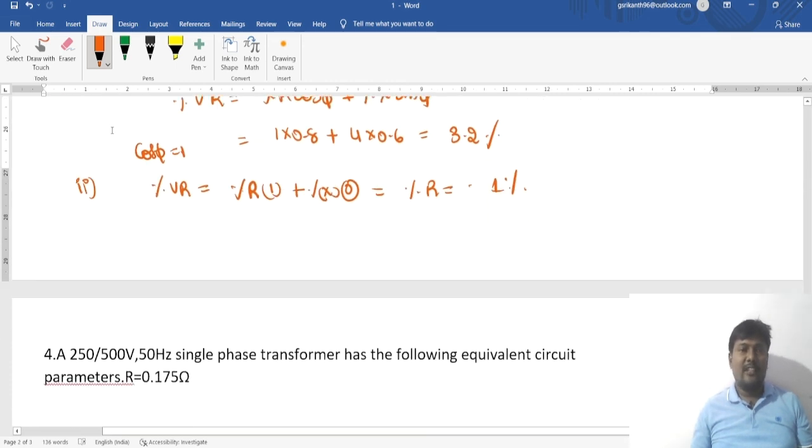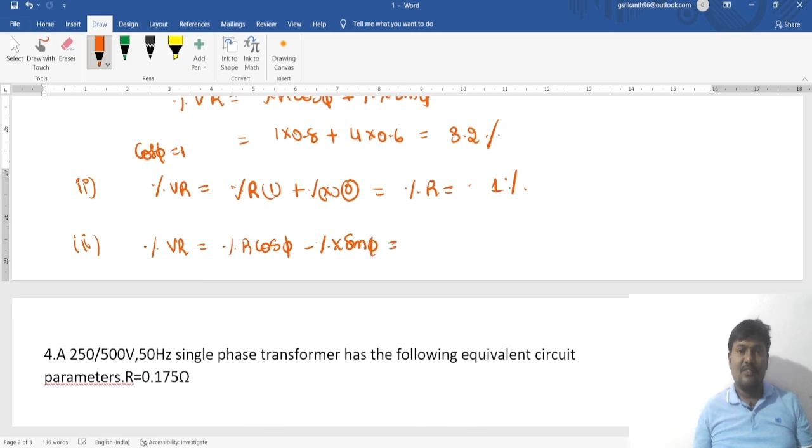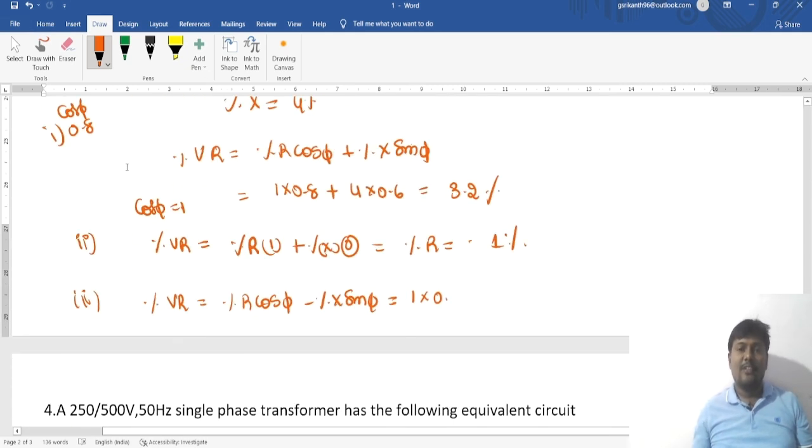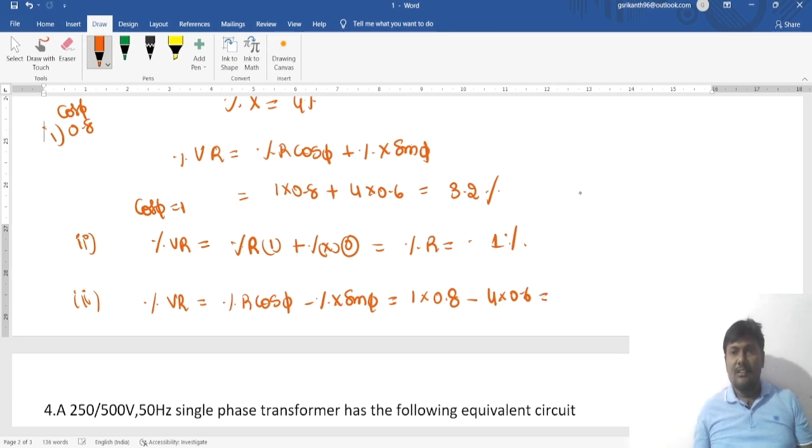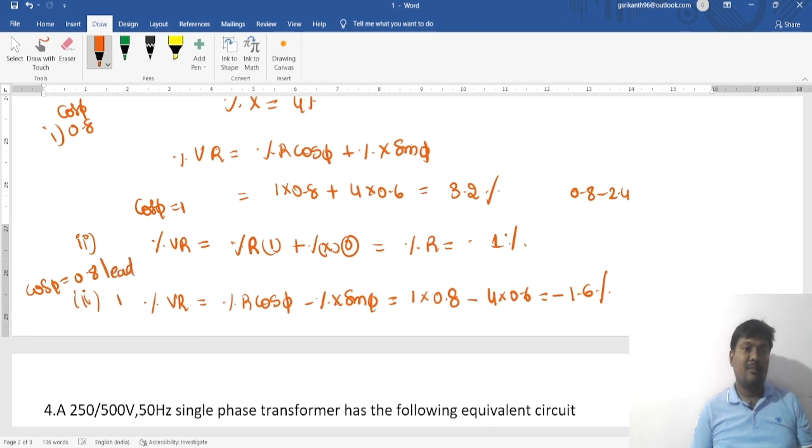And the third part is 0.8 leading power factor. So now the percentage voltage regulation is equal to percentage R cos phi minus percentage X sin phi. So R is 1 into 0.8 minus percentage reactance, which is 4 into 0.6. So 0.8 minus 2.4 should be equal to minus 1.6%. So this is for 0.8 leading power factor.